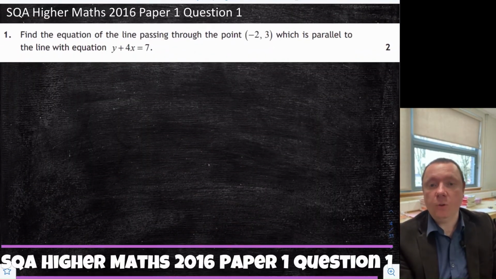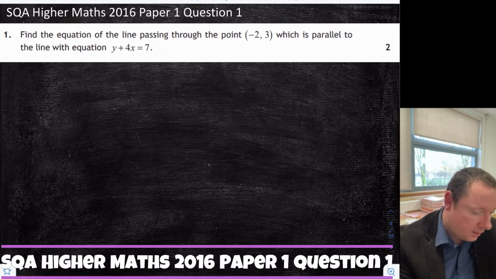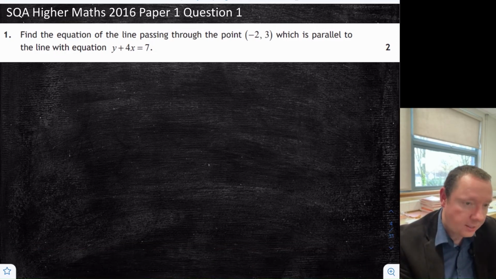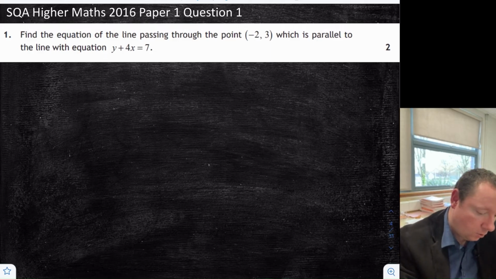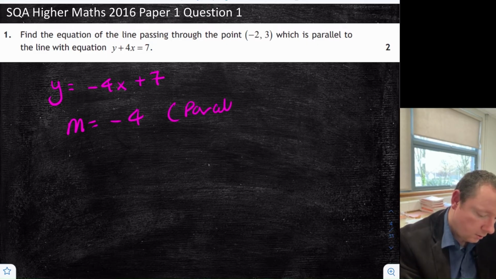SQA National 5 Maths 2016, paper 1, question 11. Find the equation of a line passing through (-2, 3), which is parallel to the line with equation y plus 4x equals 7. So parallel means same gradient. So I need the gradient and a point to work out an equation of a straight line. So let's work on the gradient first. So y equals minus 4x plus 7. So our gradient is minus 4 because it's parallel.